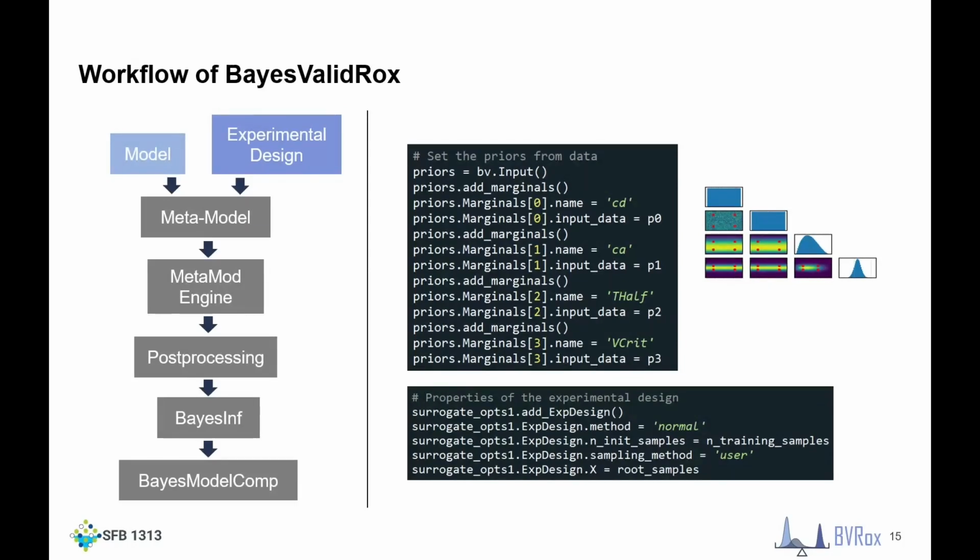The bottom part of the code describes the definition of the experimental design. And I did not choose actually one of the sampling methods I just talked about, but I said I wanted to use some samples that I had run my model on previously. So these are just being set here. And you can see these samples as red dots in the distributions.